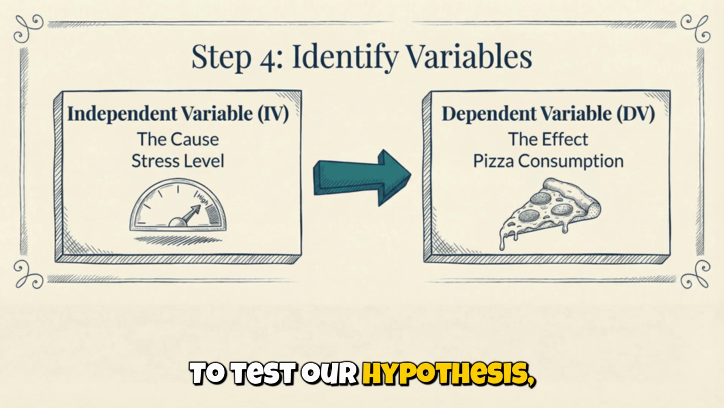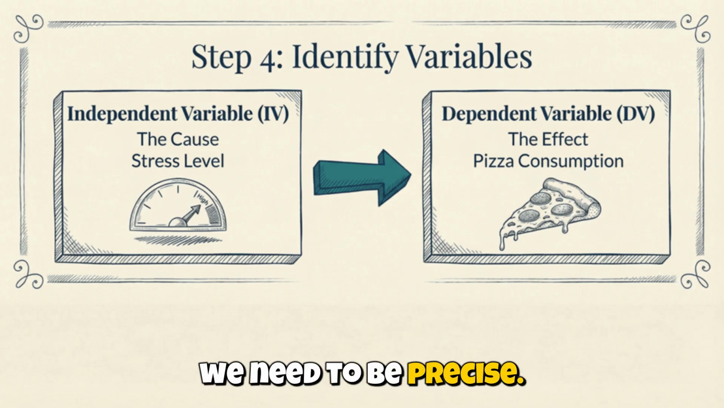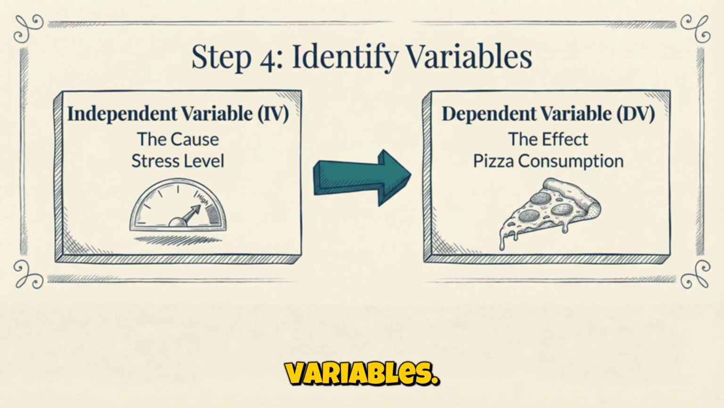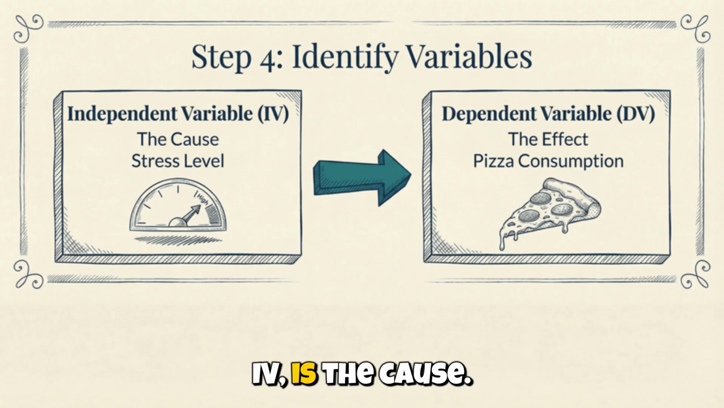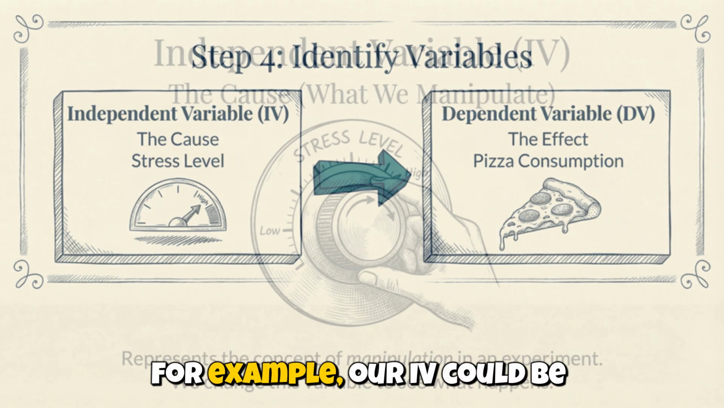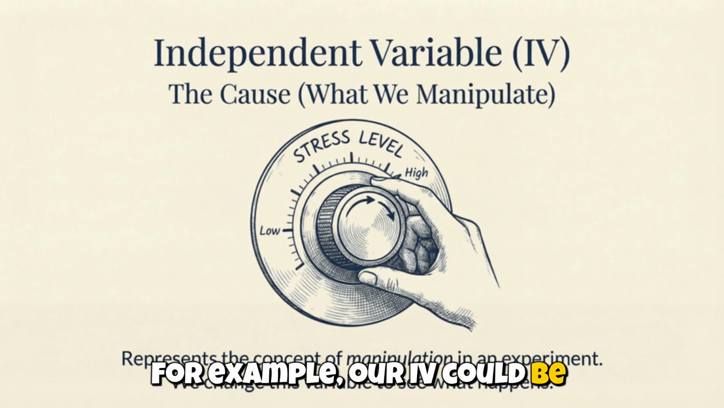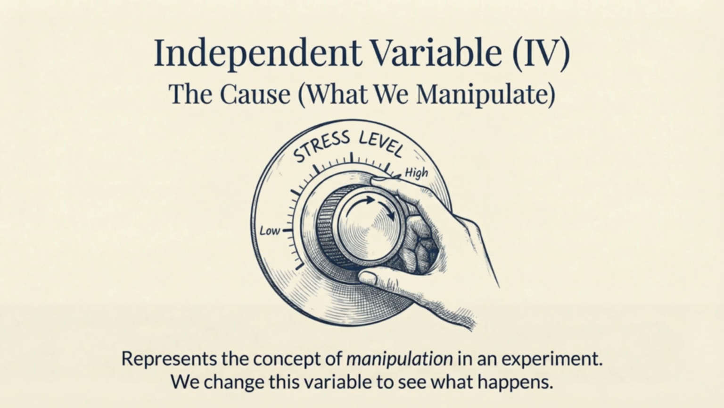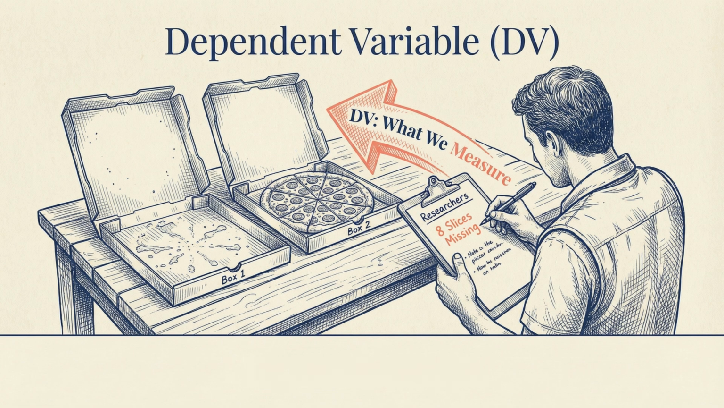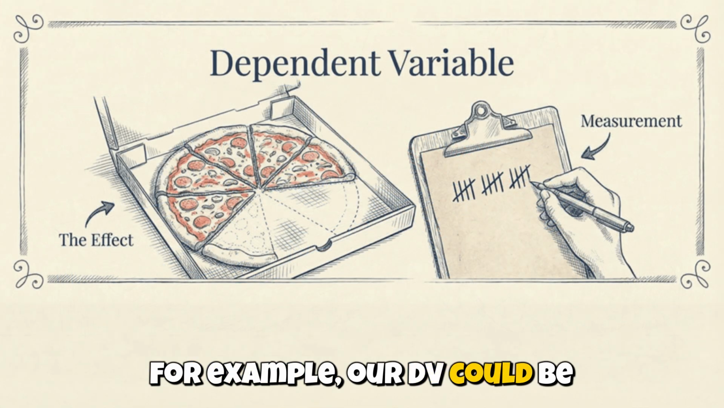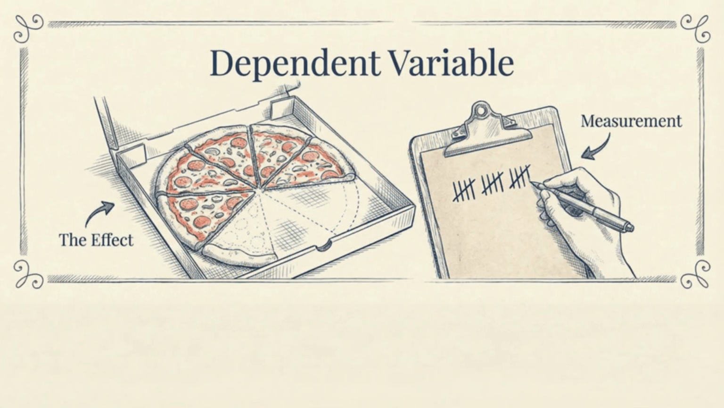To test our hypothesis, we need to be precise. We have two types of variables. The independent variable, IV, is the cause. It's the thing we manipulate. For example, our IV could be stress level. The dependent variable, DV, is the effect. It's the thing we measure. For example, our DV could be pizza consumption.